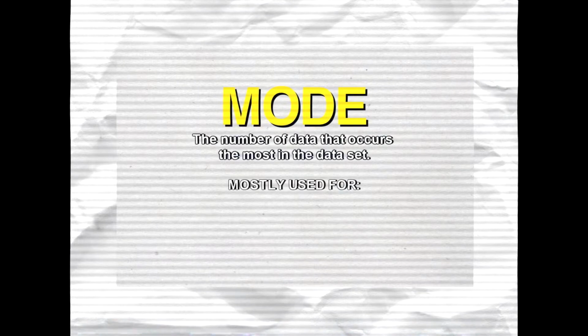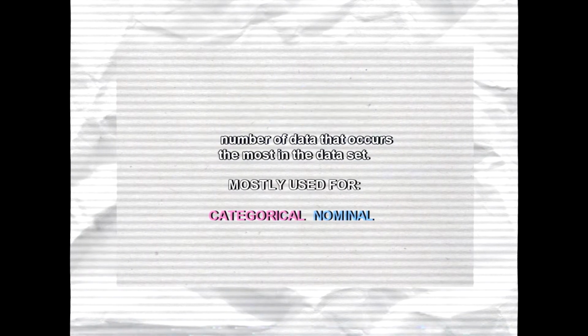It is mostly used for categorical or nominal data, where we wish to know which is the most common category in a dataset. Nominal data is used for labeling variables without any quantitative value. The data may have many values, however, these cannot be clearly ordered from highest to lowest.